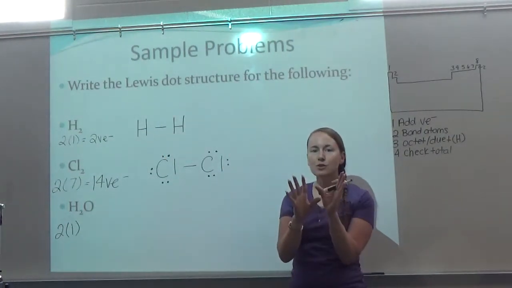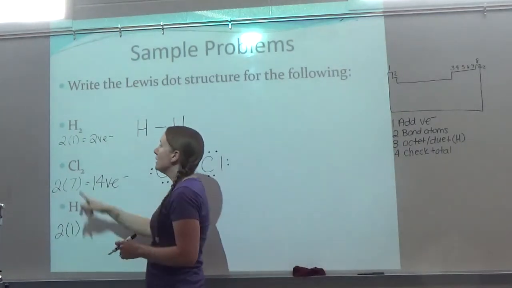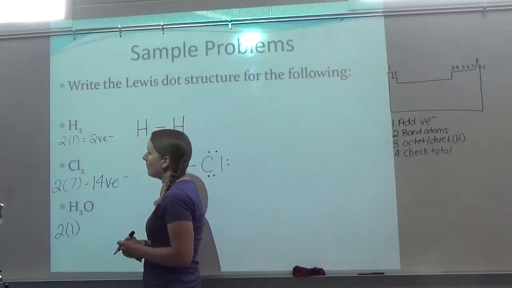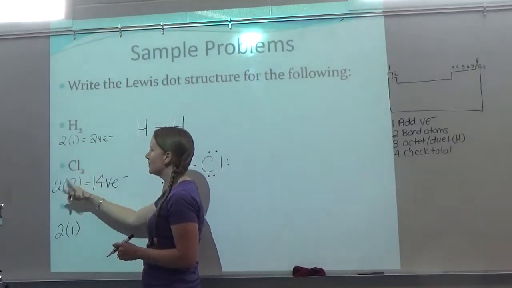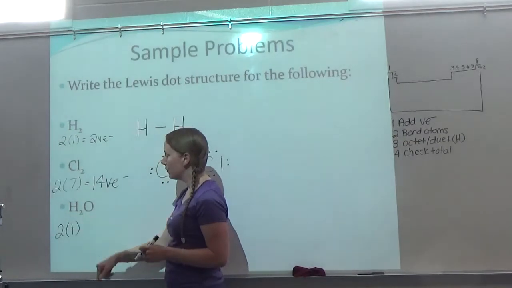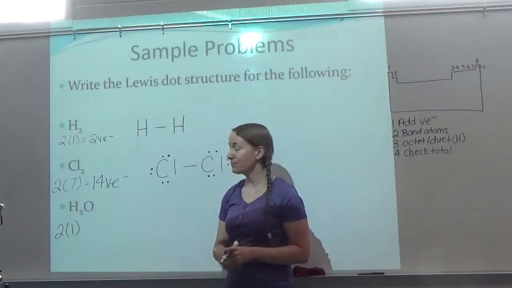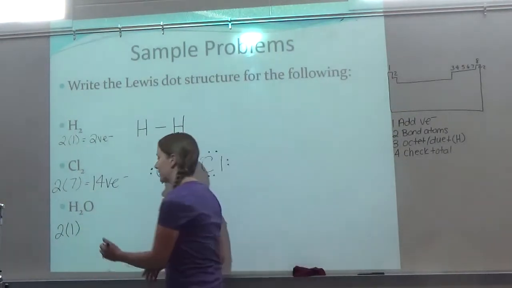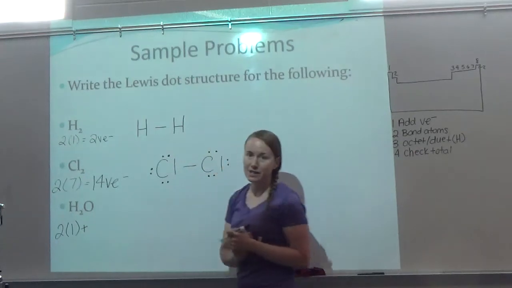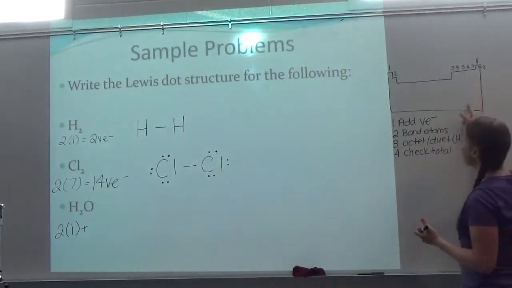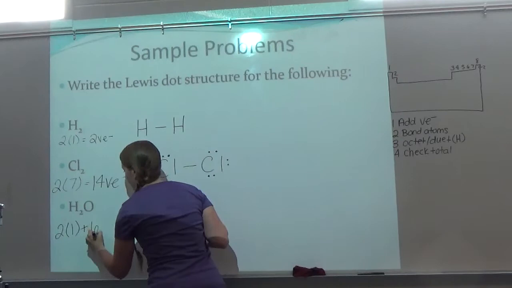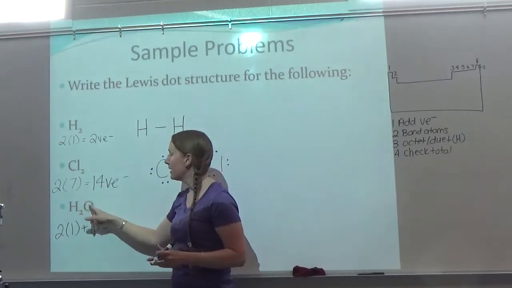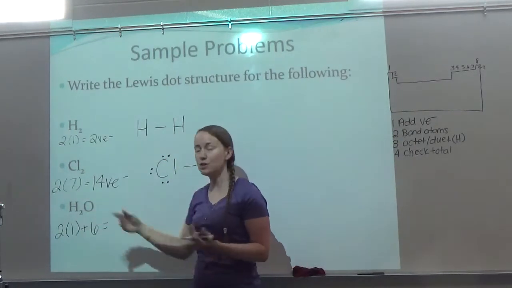Now here's where it gets a little tricky for some of you. When you are using a subscript, you multiply. Hydrogen had 1, it had a subscript of 2, so I multiplied. Chlorine had 7, it had a subscript of 2, so I multiplied. But once you're combining different atoms, you add those amounts. So I'm going to say plus my oxygen, which is in group 16, so it has 6. When you're using a subscript, you multiply, but when you're combining different atoms, you add. So 6 plus 2 is, of course, 8 valence electrons.